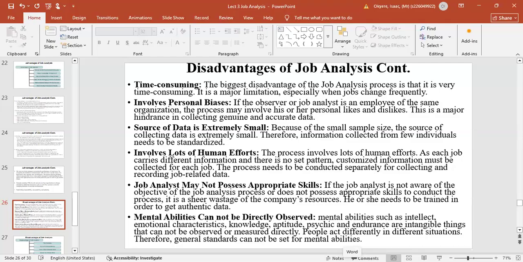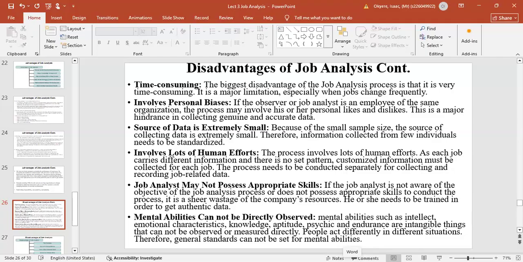Last one. Job analysis involves mental effort. However, when you are conducting the job analysis, you cannot use the questionnaire in assessing the mental abilities. Some jobs need mental abilities; some jobs don't.